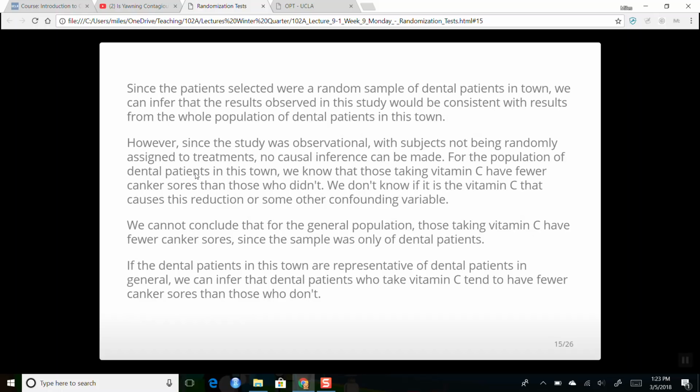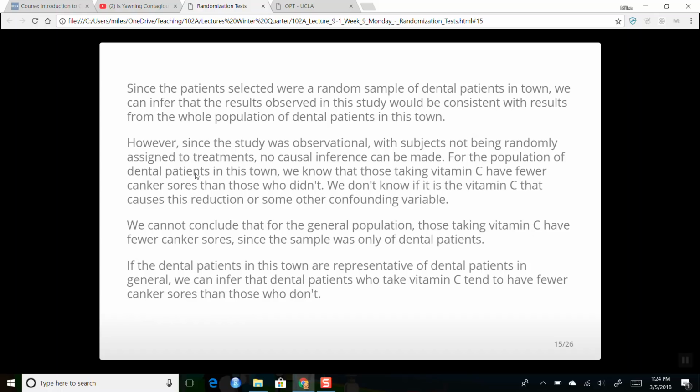It's not all people in the town. It's only people who are dental patients, because that's the sampling frame from which we selected participants. And it only generalizes to this town. We don't know if it can generalize to a larger group. We might be able to make the assumption that the people in our town are representative of the entire country. That might be true, that might not be true, we don't know. And in that case, we might be able to generalize to a larger population.